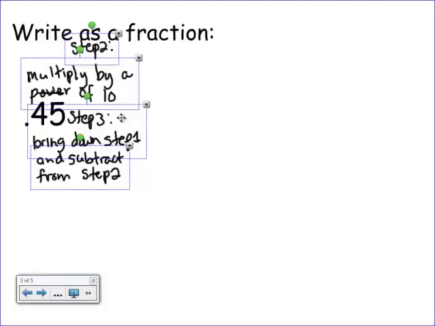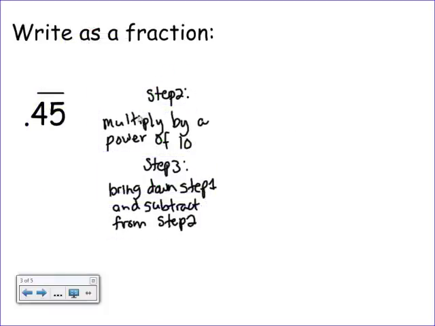There they are. All right. How are we going to take 0.45? Well, step 1 didn't make it over. So step 1 is always that let statement. We just let n equal 0.45 repeating.